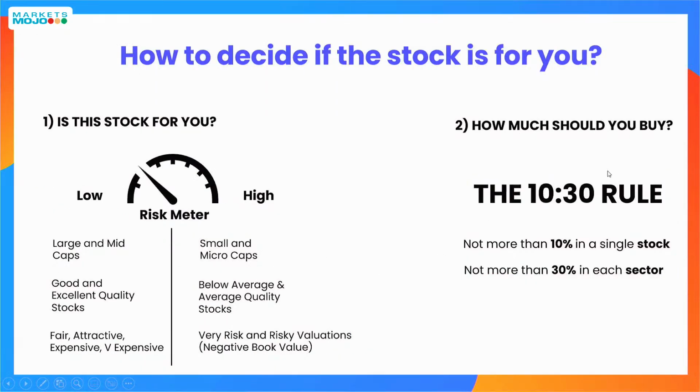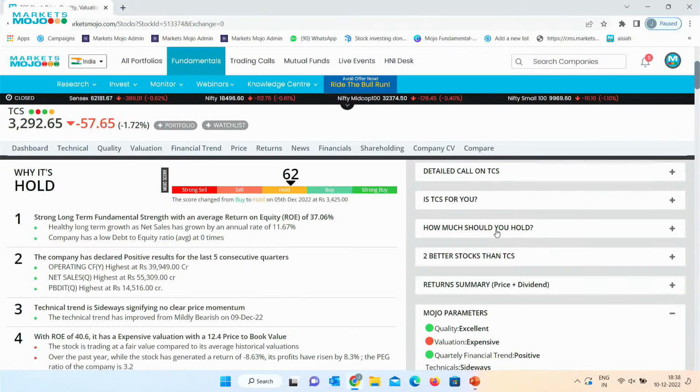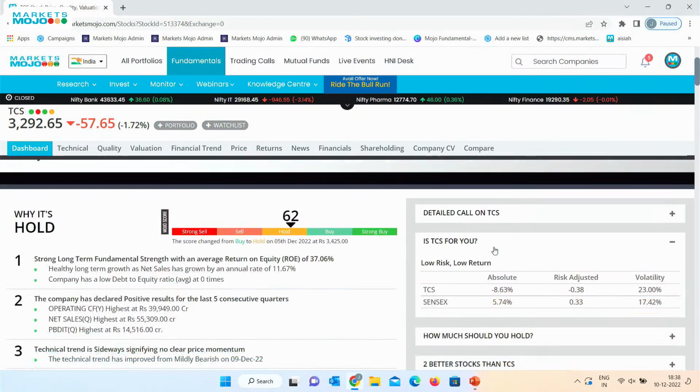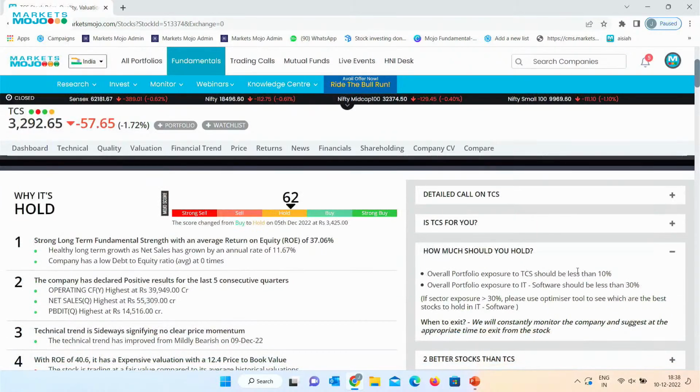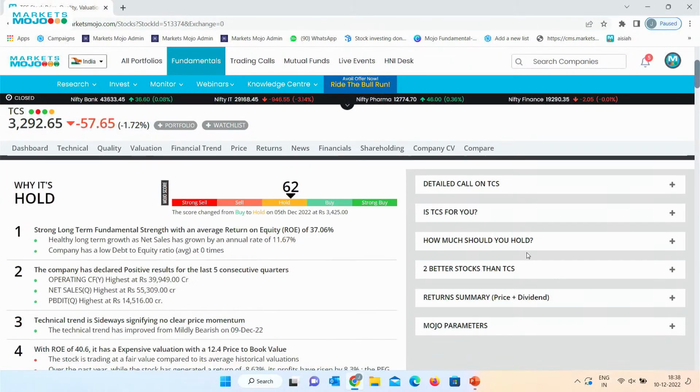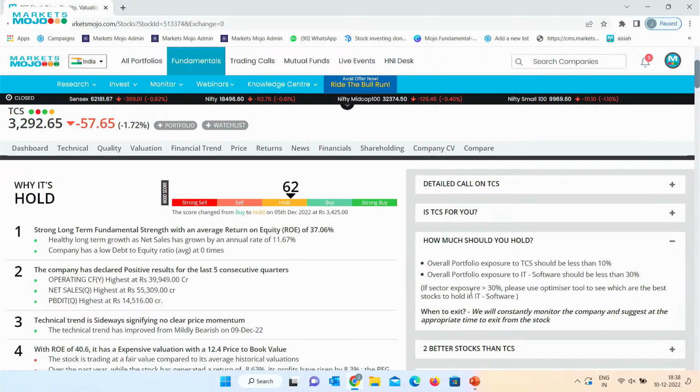Now moving to how much you should buy, this is also very simple. It's found over here. How much TCS is right for you? That's the first thing. And how much you should hold for this particular stock. You can see this 10-30 rule being applied over here. So if the sector exposure is more than 30% in IT software, since we're looking at TCS right now, then you should think twice before buying or adding more of this particular stock to your portfolio. So this is where you can find out if this stock is for you on the stocks page.